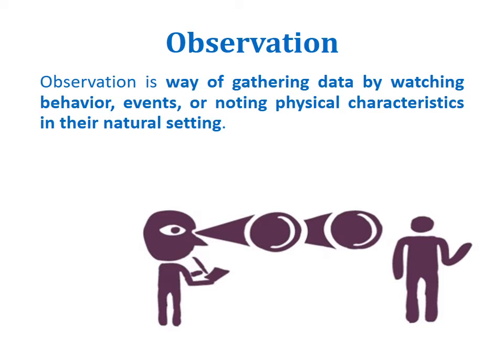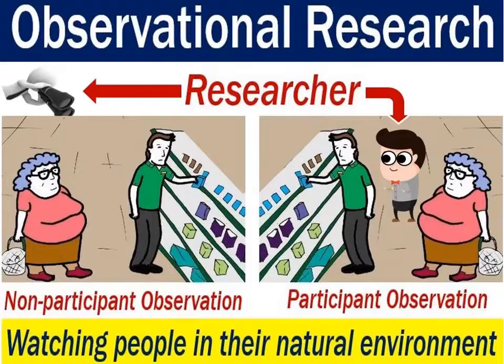Researchers use different types of methods for data collection. Observation is one of them. Observation is the way of gathering data by watching behavior, events, and noting the physical characteristics in their natural setting where the researcher's phenomenon of interest exists, where the researcher needs to collect the data through observations.